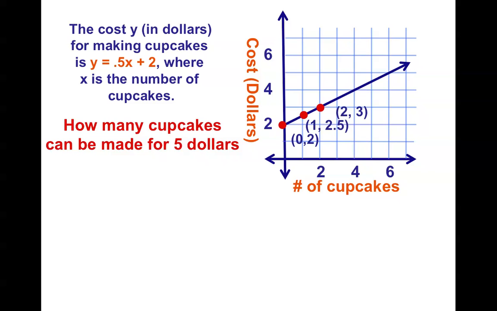How many cupcakes can be made for $5? Got your answer? All you had to do was draw a line straight over from $5 and then draw another line straight down, and you'd notice that 6 cupcakes can be made for $5.